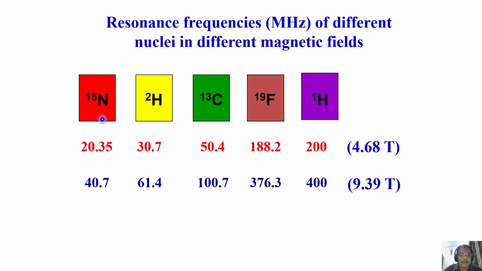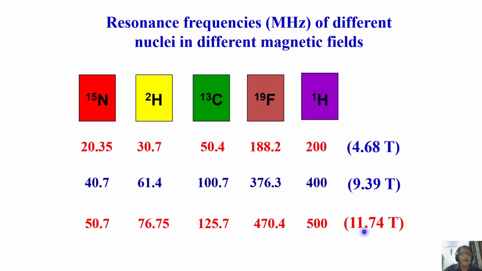You keep increasing the magnetic field, double it, or more. Now it is doubled. All the resonating frequencies got doubled. So in the high frequency spectrometer, proton comes at 400 megahertz, carbon 100 megahertz, nitrogen 15 at 40 megahertz. You can go ahead. 11.74 Tesla, proton comes at 500 megahertz, carbon at 125 megahertz, and nitrogen 15 at 50 megahertz. This is an advantage.